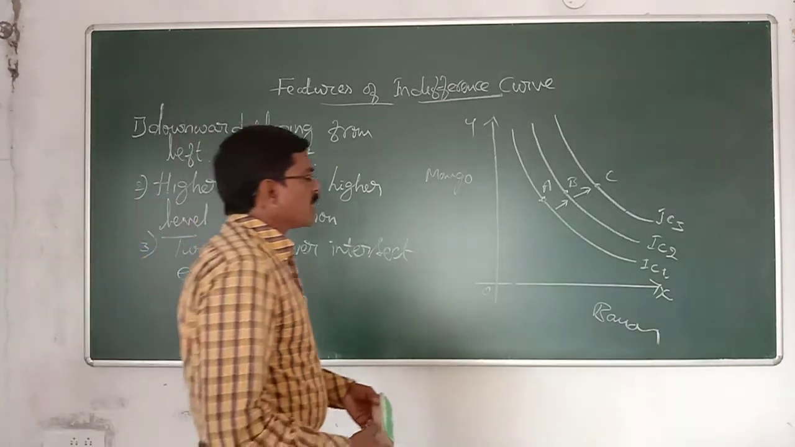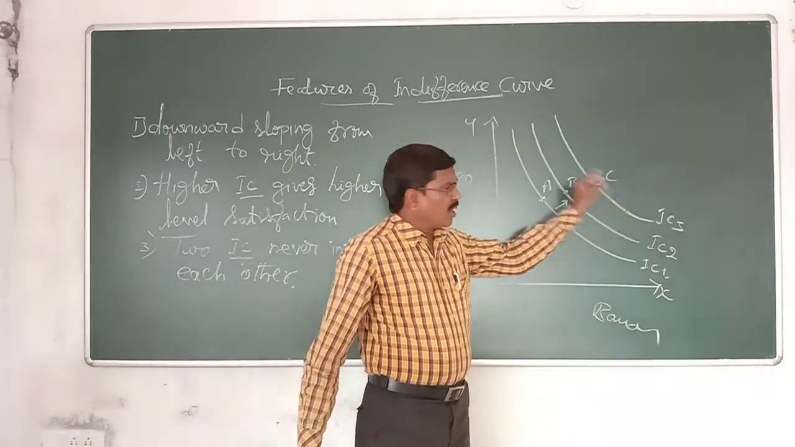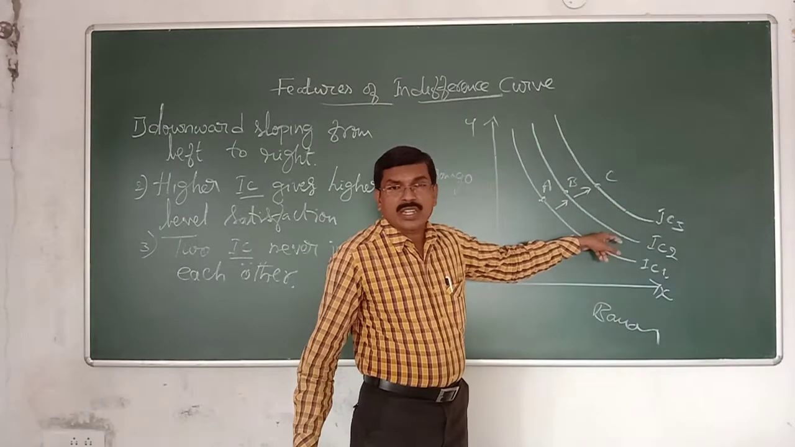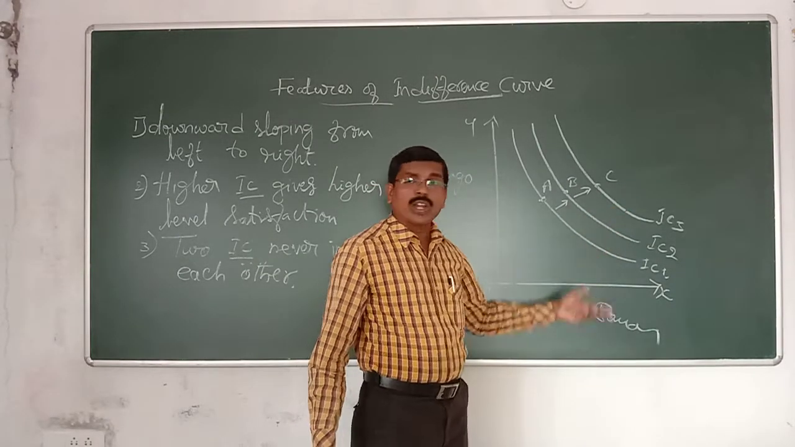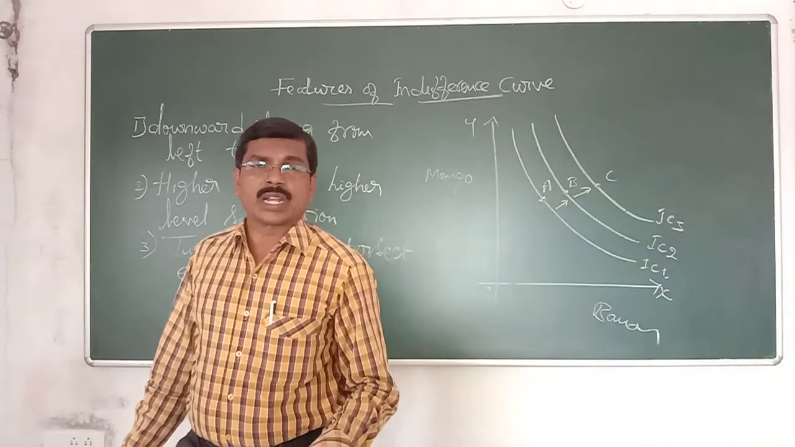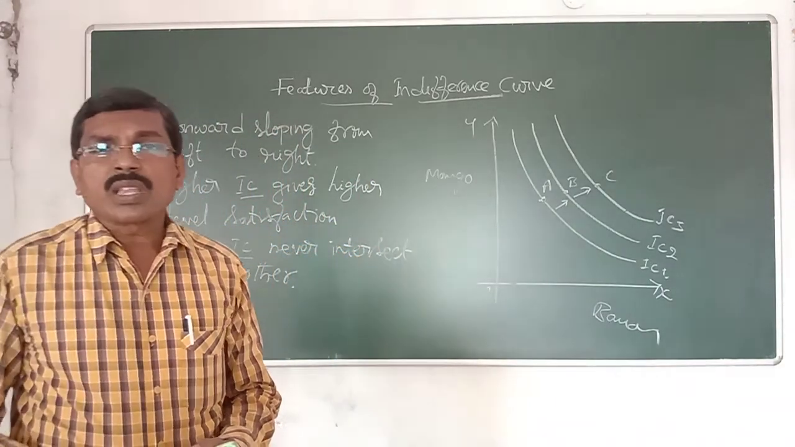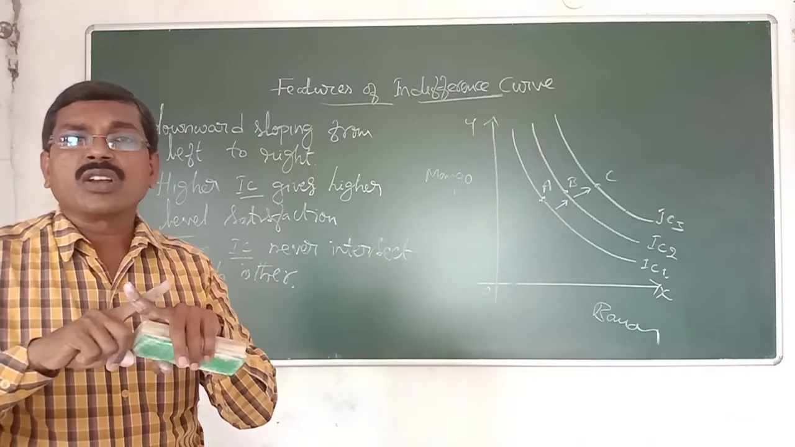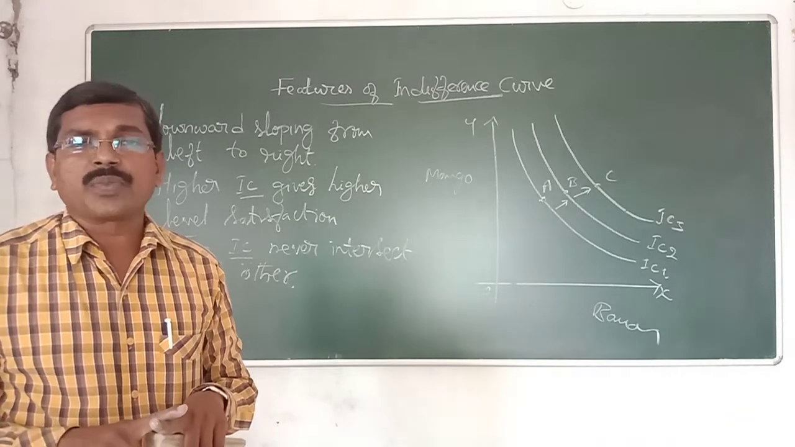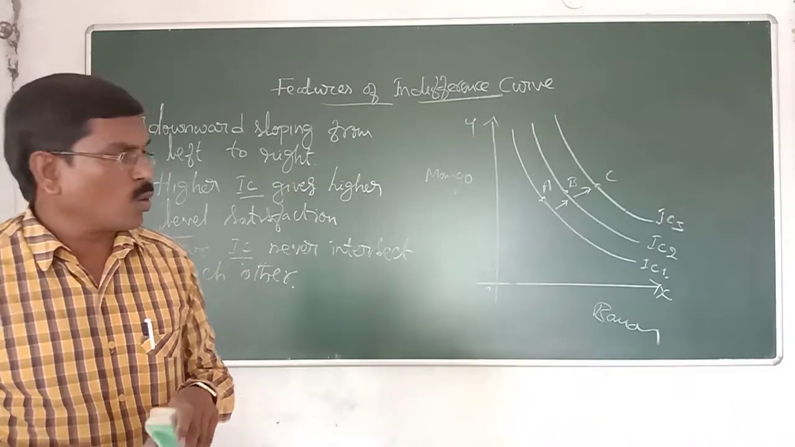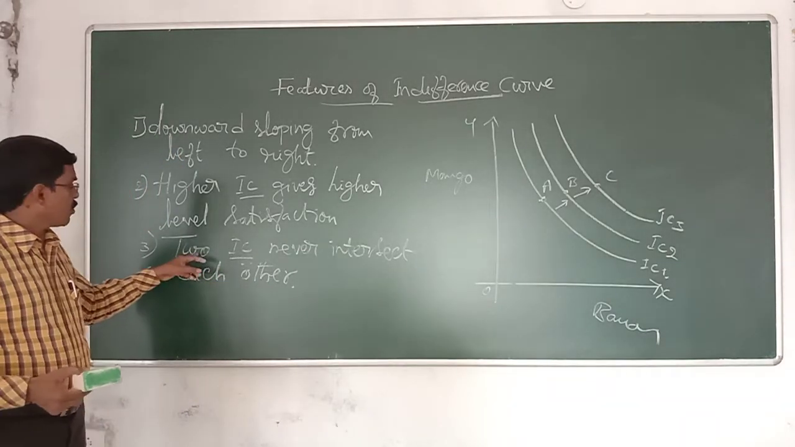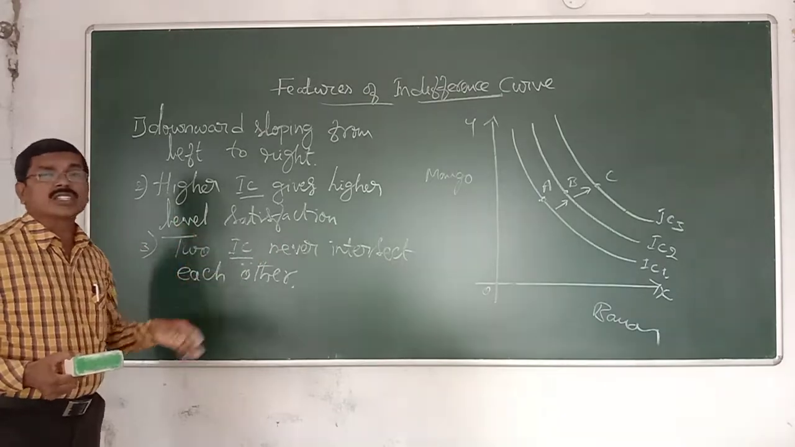Here also we know that IC3 explains a different level of satisfaction, IC2 represents a different level of satisfaction, and IC1 represents a different level of satisfaction. So when two indifference curves join or intersect, it is not possible in our theory. It is against our rule. This is also explained with the help of a diagram. Two indifference curves never intersect each other.